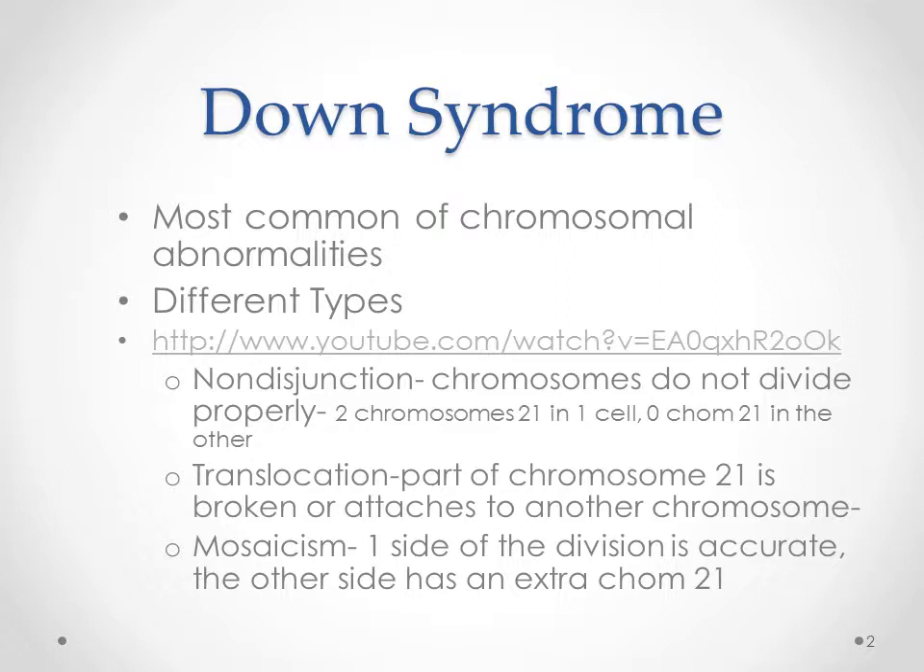Okay, so the difference is that in non-disjunction, one side has 0 chromosomes, whereas in mosaicism, one side still has the 2 chromosomes, but for some reason there is an extra chromosome in that other cell. So again, I think that'll make more sense once you watch that YouTube video on typical cell division and what occurs in non-disjunction cell division.